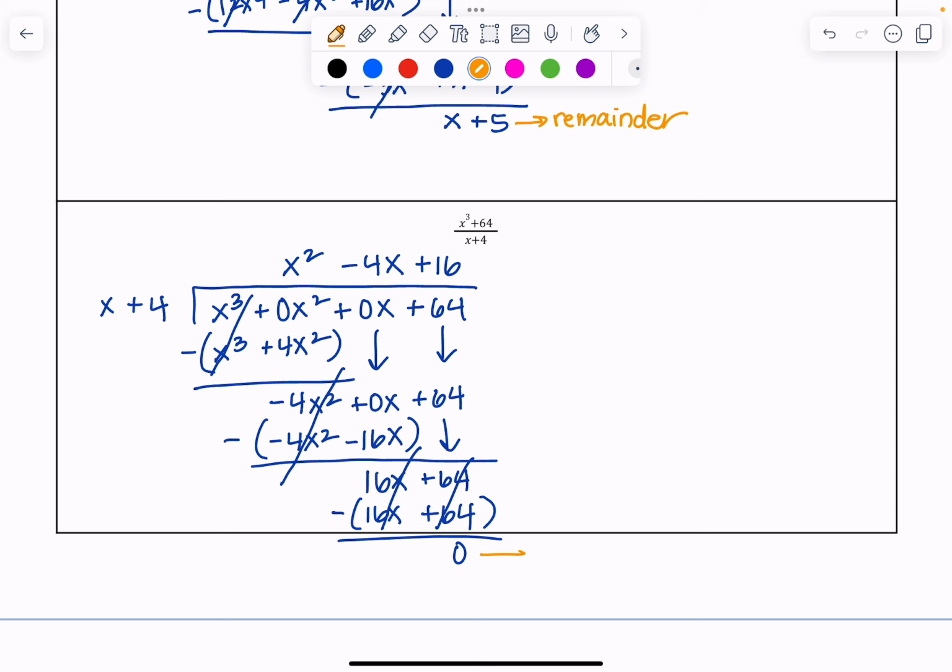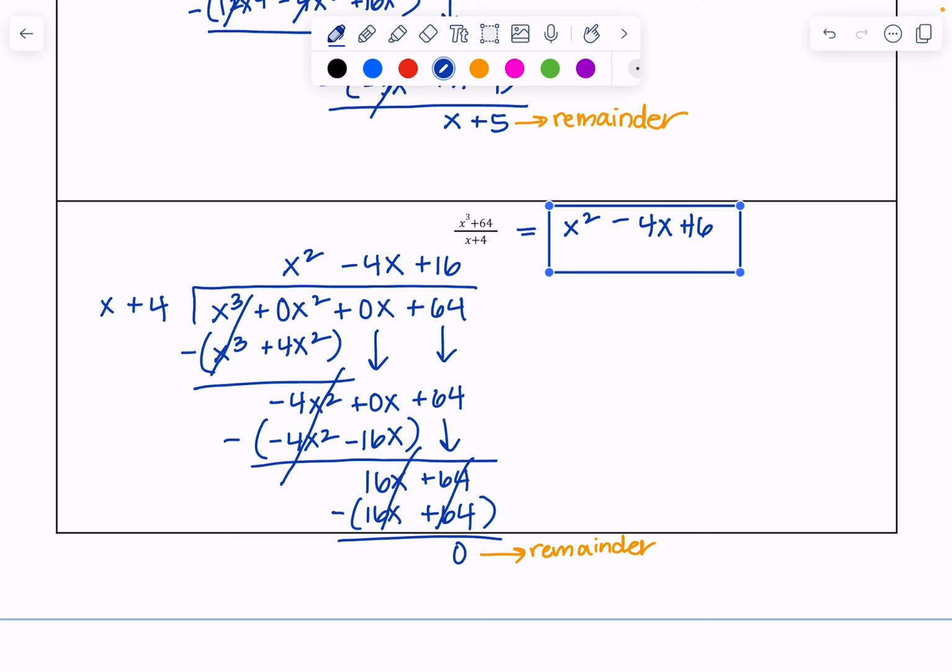And all that means is that my remainder is 0. And so that means that this divides evenly. So x cubed plus 64 divided by x plus 4 divides evenly. And that would be x squared minus 4x plus 16. Okay, and that would be our answer.